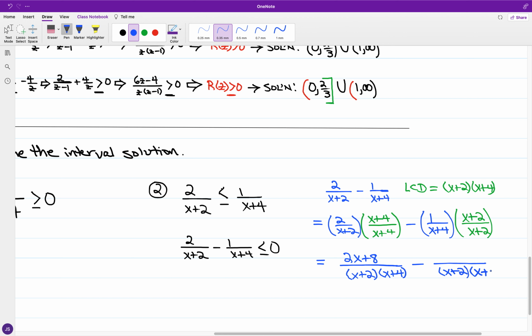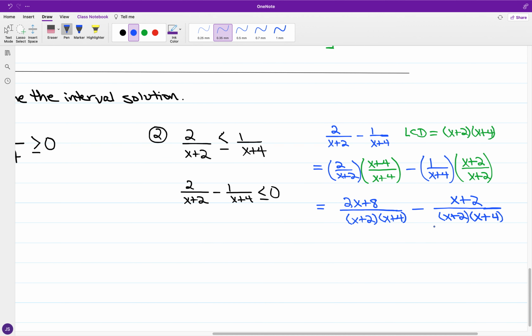Again, both ratios are now going to have the same denominator, which we have with the least common denominator. And for 1 over x plus 4, in terms of LCD, we got 1 times x plus 2. So you have x plus 2 all over x plus 2 times x plus 4. And this second ratio, again, is going to be subtracted. So once I put together, we have 2x plus 8. And the subtraction is going to affect not only x, but the whole binomial, x plus 2.